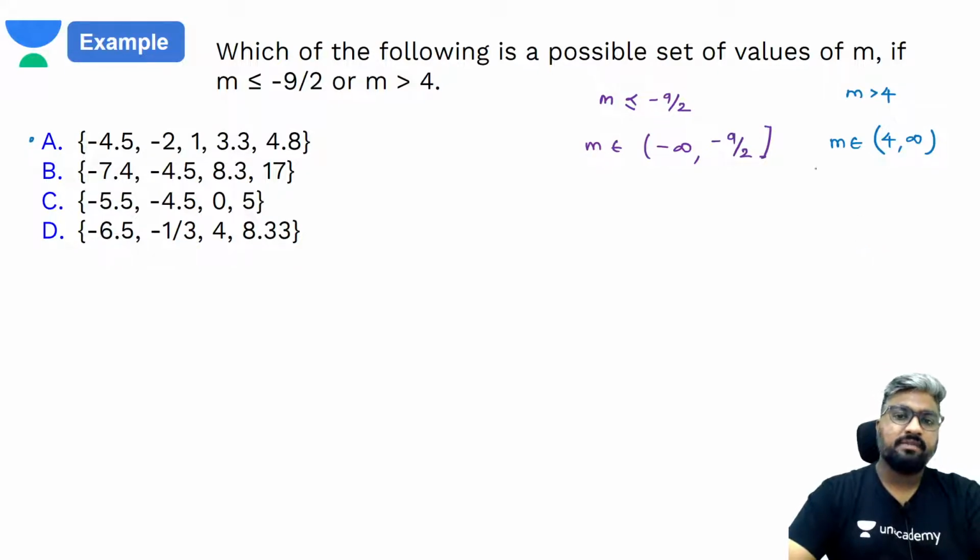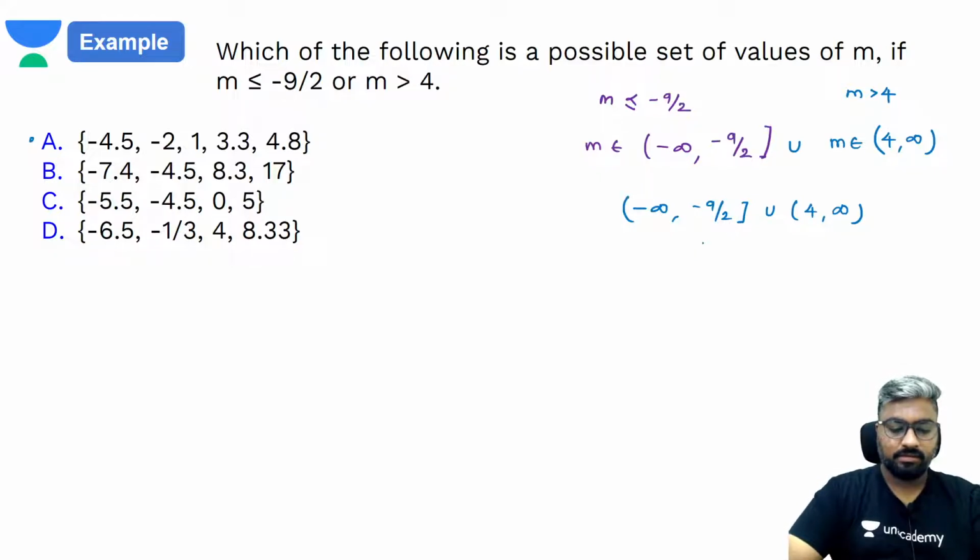So here is where we take the union. Here we take the union. That means minus infinity to -9/2, union 4 to infinity. Getting it?